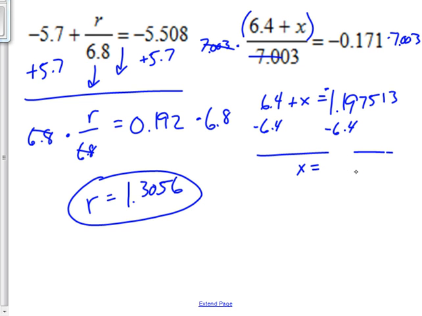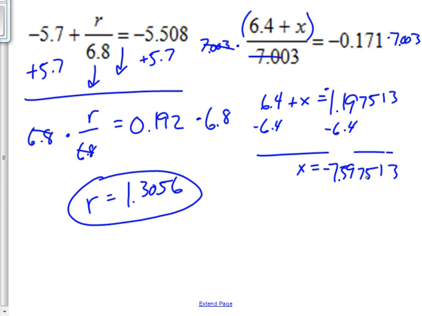Okay, so it's always important to check your answers. So we have 6.4, and we actually need to add the 1.197513. And we're going to get a negative 7.597513. All right, that looks a lot better.